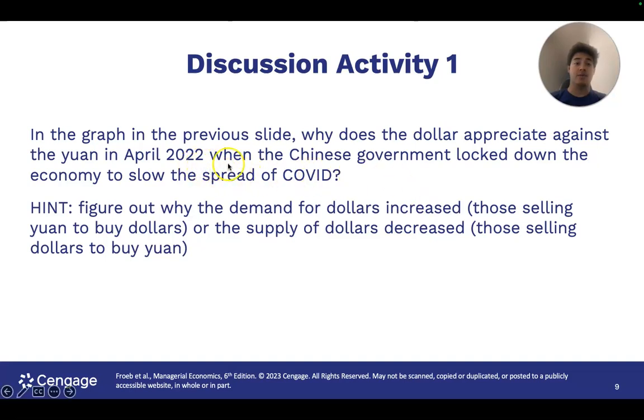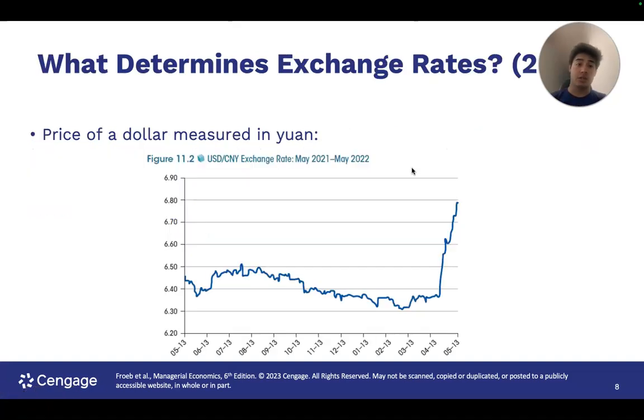And you can see here in April of 2022, the Chinese government locked down the economy to slow down the spread of COVID. And so looking back here, you can see that in around April, the lockdown happened and the US dollar appreciated. So this means that the Chinese consumers weren't buying as many products as they were used to because of this lockdown. They weren't allowed to go out to the stores. They weren't allowed to buy anything. And this kind of made them think, okay, what am I going to do with my money? So they started buying US dollars, which ultimately raised the demand of the dollar, but there wasn't a lot of supply for it. So it appreciated the US dollar, making the exchange rate more.